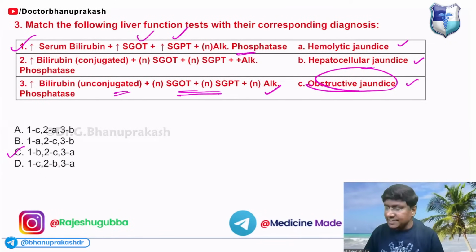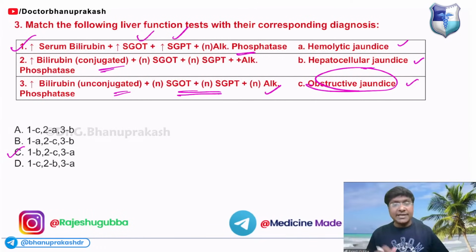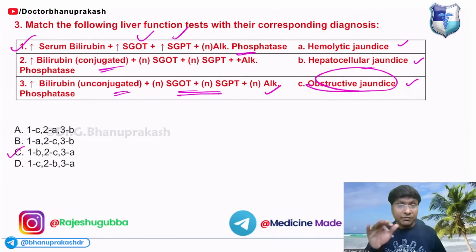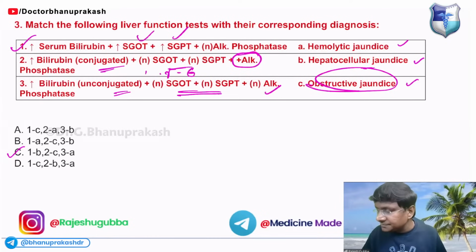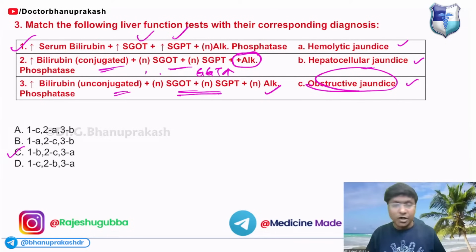So in any form of jaundice, definitely bilirubin is elevated. Only in case of hemolytic jaundice, unconjugated bilirubin will be elevated. But in hepatocellular and obstructive jaundice, the problem is within the liver and outside the liver, so the conjugated bilirubin will be elevated. And in obstructive jaundice, the problem is outside the liver, not within the liver. So that is the reason why SGOT, SGPT levels will remain normal. But what is being elevated? The alkaline phosphatase and as well as the gamma GGT, right? Gamma GGT will be elevated in case of obstructive jaundice.